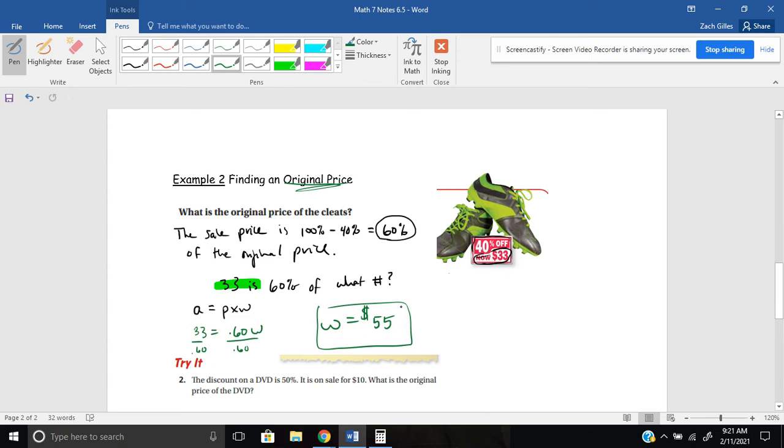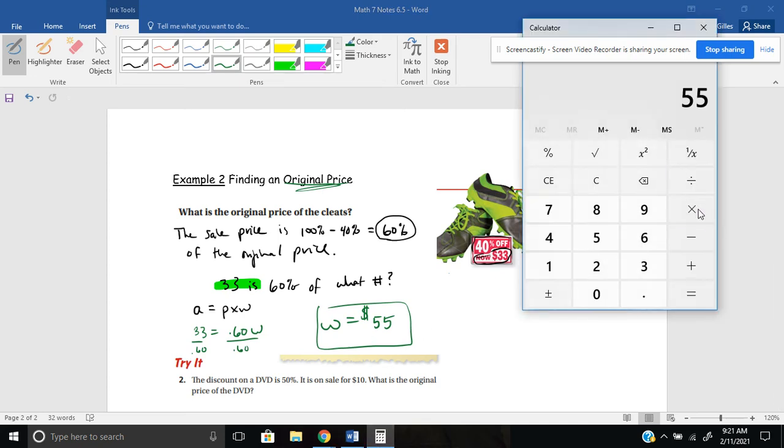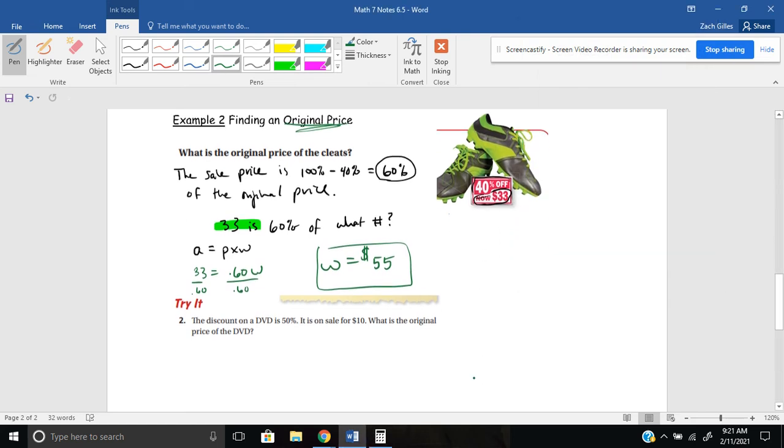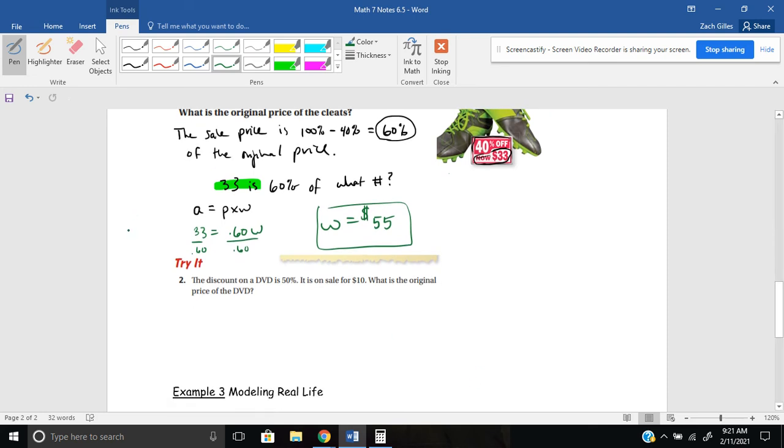Now, if you wanted to check that, you just work in reverse, just like we did for the previous example. So if we were to take our whole and multiply that by what we're paying, we're actually paying for 60%, it should get our part. And that's exactly what we paid. Okay, go ahead and move on to the try problem.